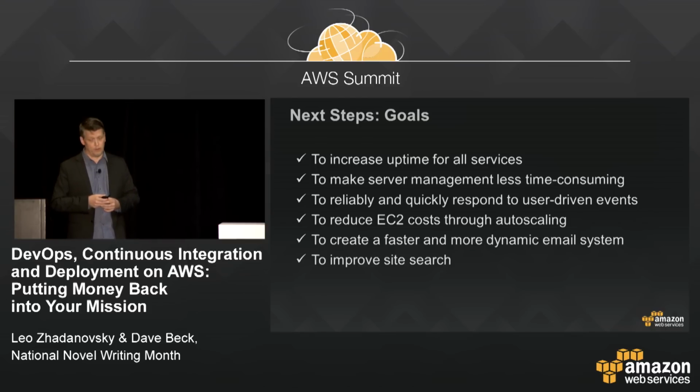To quickly respond to user-driven events, like emails when somebody finishes their novel. To reduce EC2 costs through auto-scaling, meaning that I don't have to project, well, maybe we're going to get this much traffic, spin up the instances, and then I'm either wrong and we get 404 errors, or I'm wrong the other way and it costs too much. So we're moving toward auto-scaling as quickly as we can.